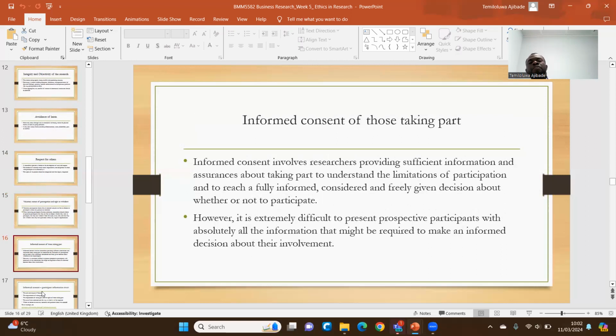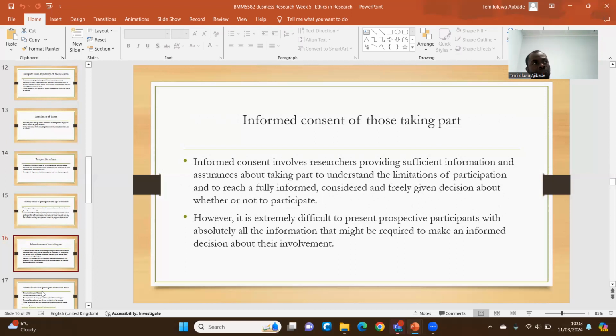Now, another thing is informed consent. Informed consent, this is very, very important because this involves researchers providing sufficient information and assurance about taking part to understand the limitation of participation and to reach a full, informed, and freely given decision about whether or not to participate. So informed consent should be obtained from the participants.